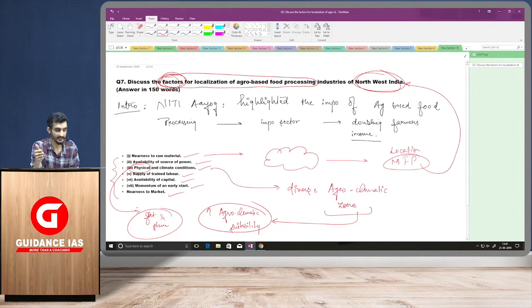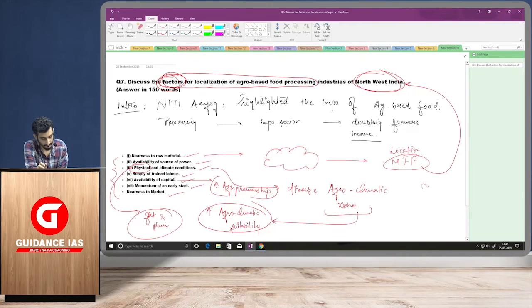So physical and climatic conditions are met, availability of power is met, nearness to raw materials is met. Then supply of trained labor force, it is also developing gradually over time and after the green revolution. Then availability of capital, there is high availability of capital in terms of high agripreneurship. Farmers are good entrepreneurs in this region because they became rich by the wind of the first green revolution. And then momentum for early start, this was the core area in terms of the green revolution belt.